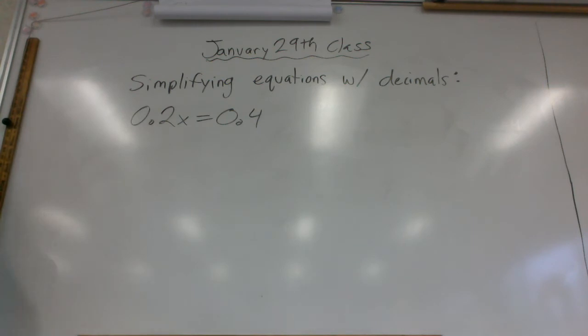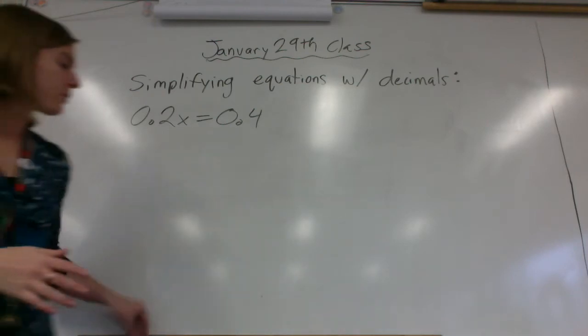So let's start with a simple example, 0.2x equals 0.4. Now most of you could probably do this really simply. I have a tendency to really mess up when I do math with decimals, so I like to get rid of them whenever possible. Now in class today I showed you guys that you can change equations as long as you multiply everything by the same thing.